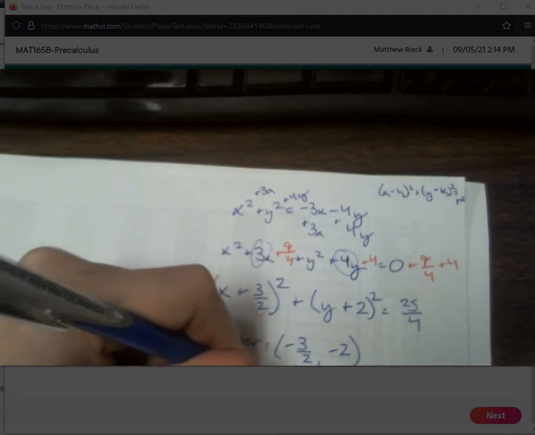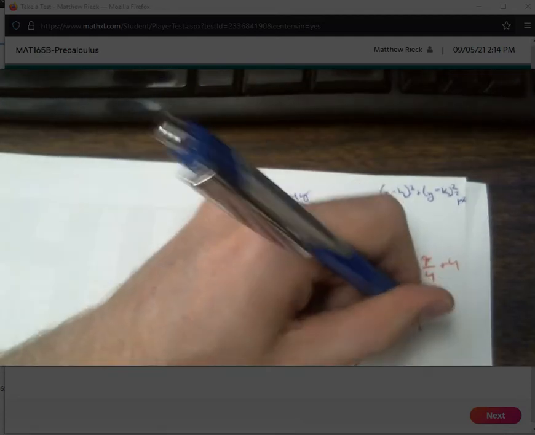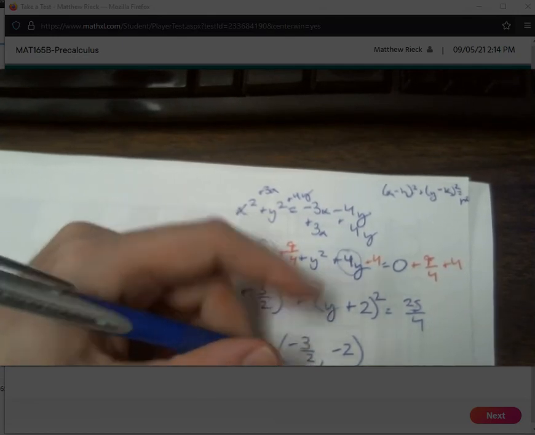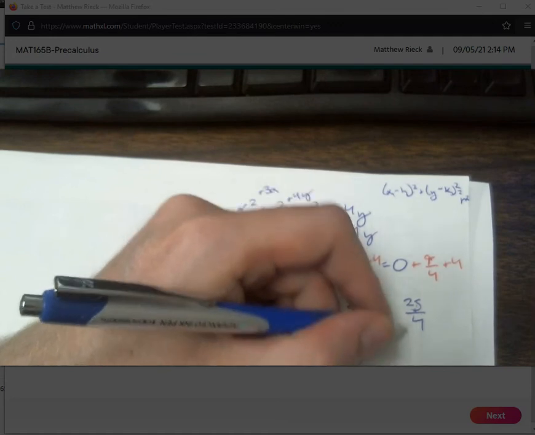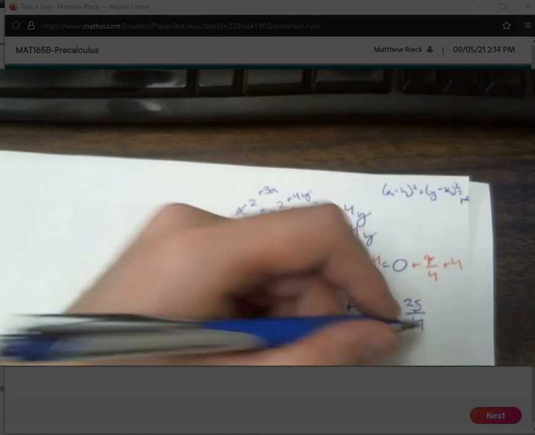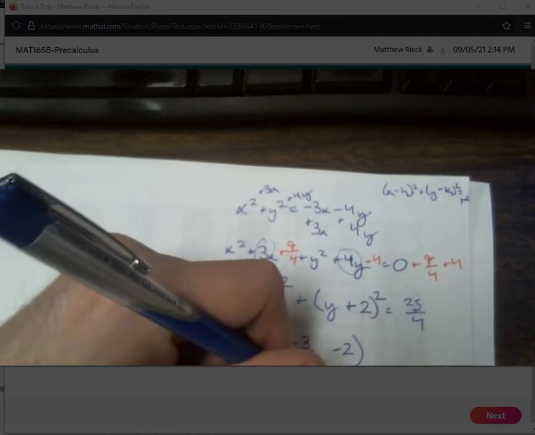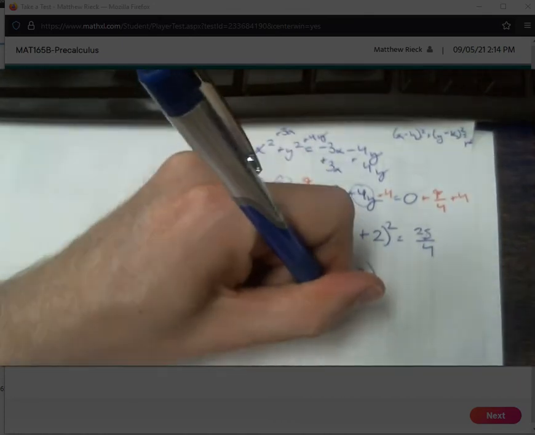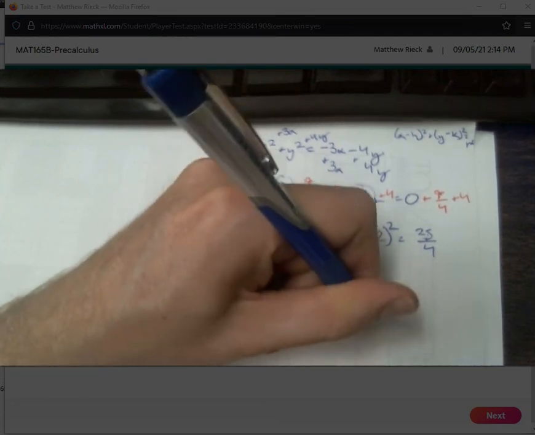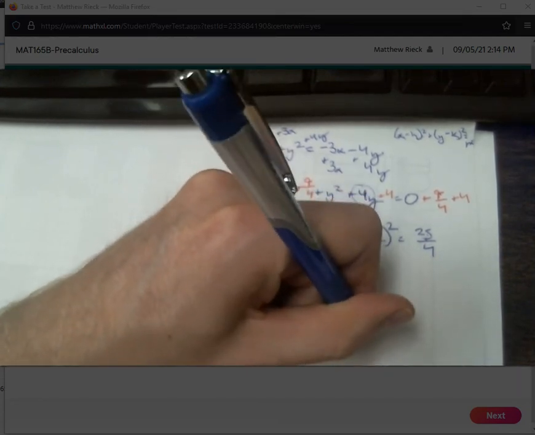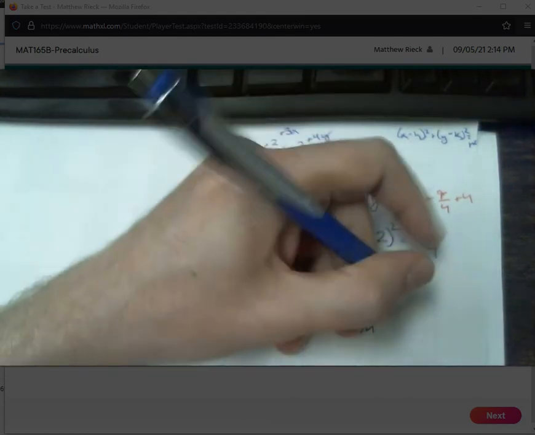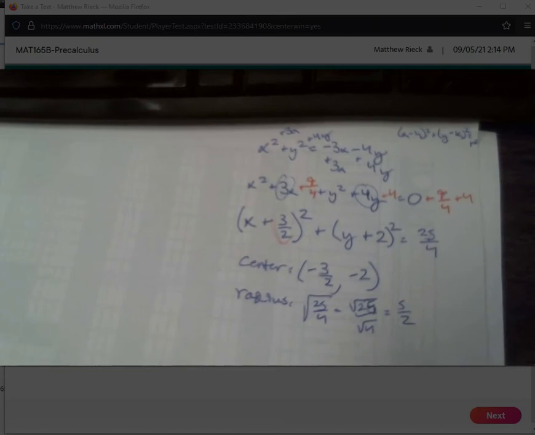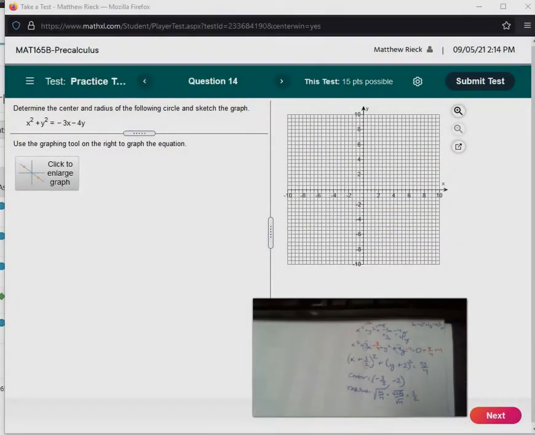And then the radius is going to be the square root of your constant term. So square root of 25/4. If you have the square root of a fraction, you can just take the square root of the numerator and the square root of the denominator. So square root of 25/4 is going to be the square root of 25 divided by the square root of 4. Got ahead of myself a little bit. All right, which would be 5/2. All right, so that is what I would be asking.